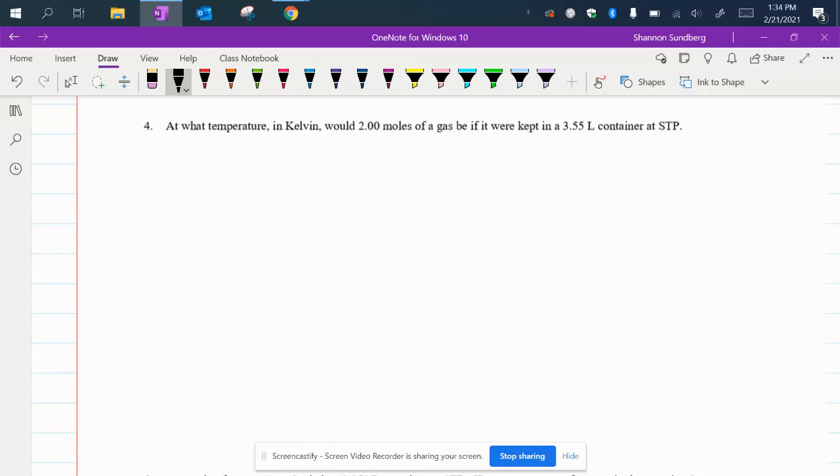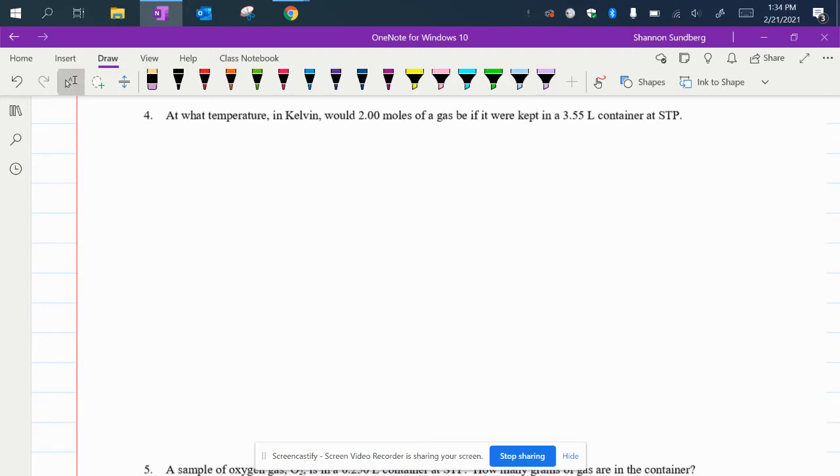We're going to do a practice problem on the ideal gas law, solving for temperature. Here we go. At what temperature in Kelvin would 2 moles of a gas be if it were kept in a 3.55 liter container at STP? STP is standard temperature and pressure. Standard pressure is 1 atmosphere.